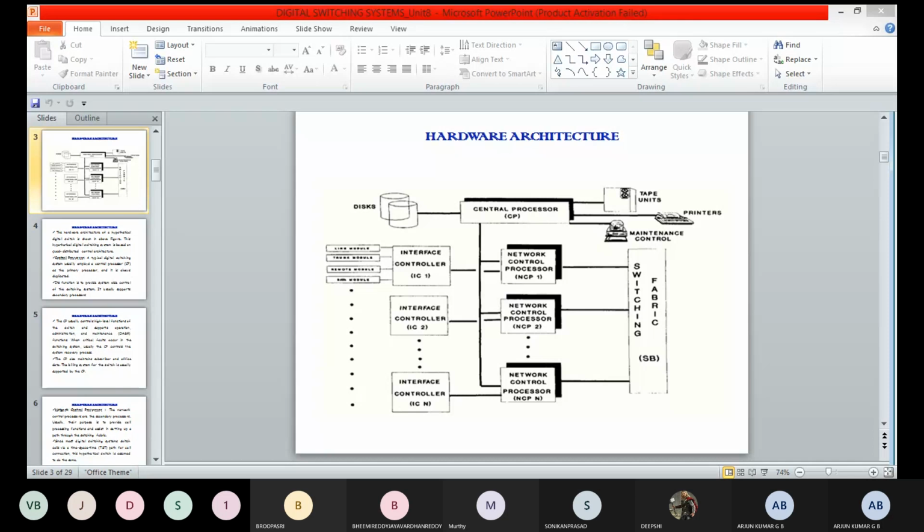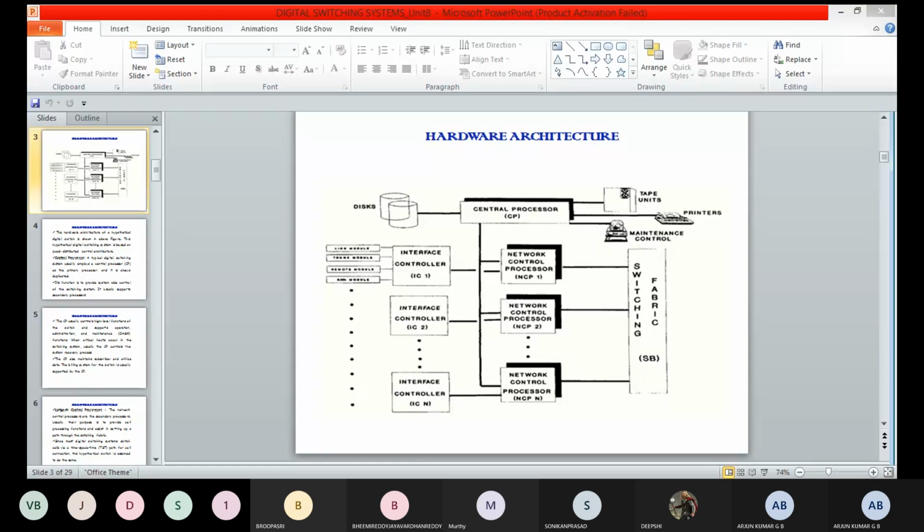Okay, dear students. In this case, we can observe what is involved in this hardware architecture. It is a quasi-distributed control architecture. You can see there are a number of CPs and a number of NCPs, and the NCPs have a number of interface controllers. There are the switch fabric controllers, ICs, line modules, trunk modules, some special modules, and remote modules. All of these will be connected to the central processor.